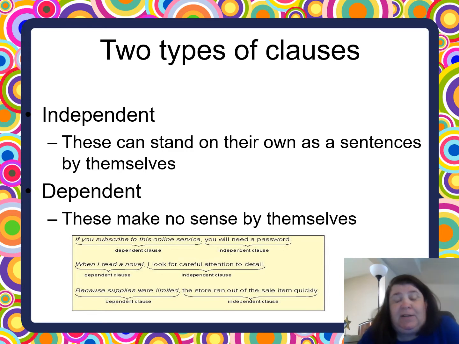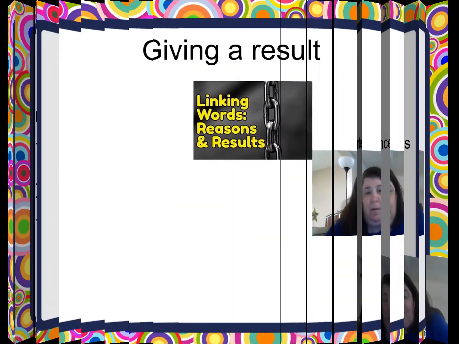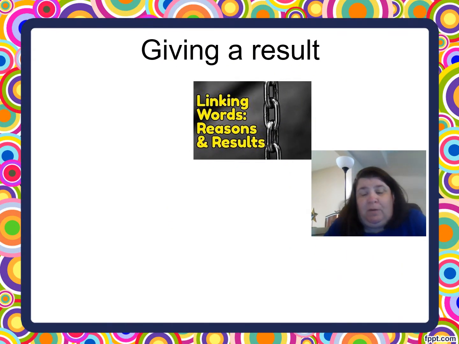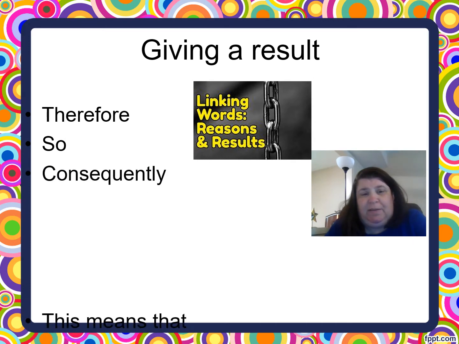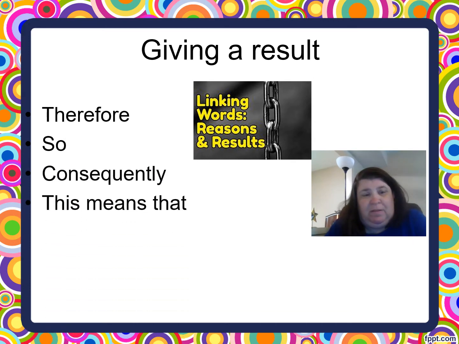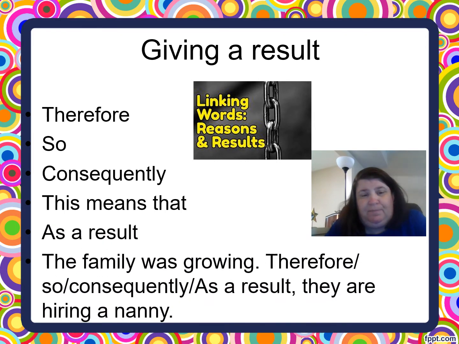So let's move on and look at some of the different ways that we can use subordinators, how we can use these linking words. First of all, we can use them when we're giving a result. Therefore, so, consequently, this means that, as a result.